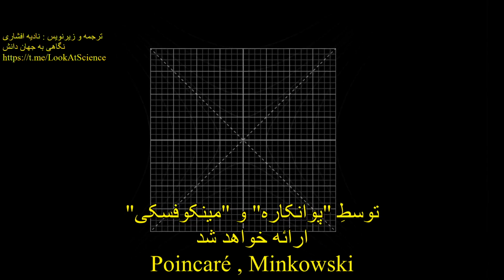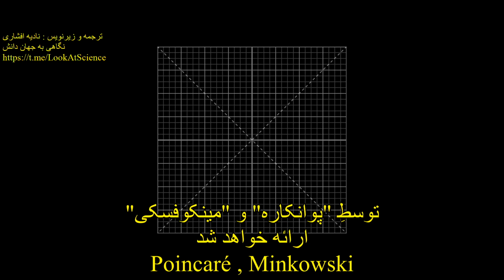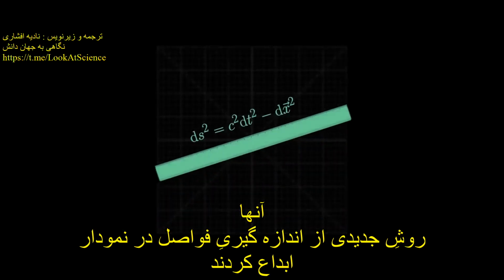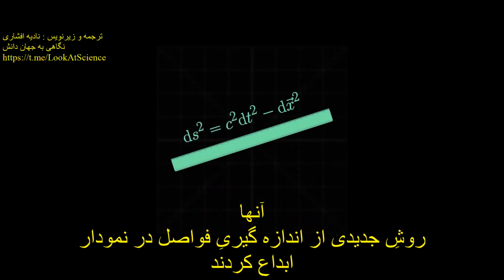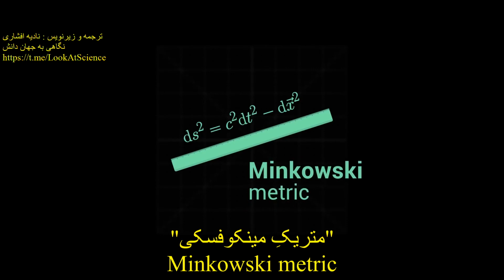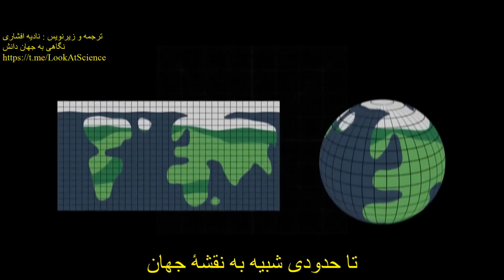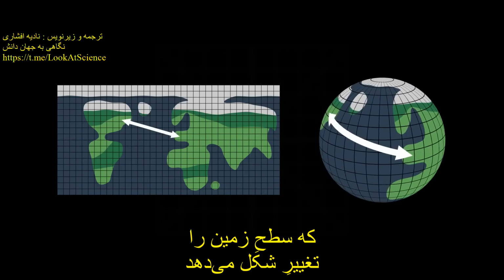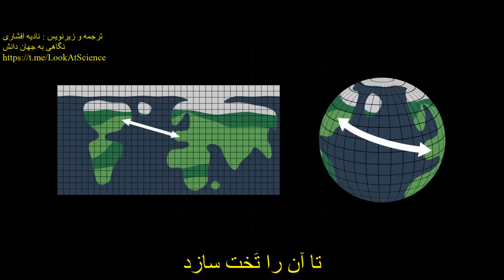How could such transformations be equivalent to rotations? The genius idea to explain this will be brought by Poincaré and Minkowski. They invented a new way of measuring distances within the diagram, the Minkowski metric. According to them, our diagram is abstract and does not faithfully represent real distances through spacetime, somewhat like a world map which deforms the surface of the Earth to make it flat.